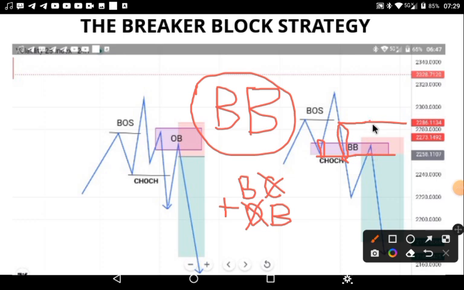Very simple. Very simple. So I am going to go to the chart and show you what it looks like when it's printed on the chart. So whenever you see it, you know that this is a breaker block and you should make money out of it. Okay, so follow me to the chart.